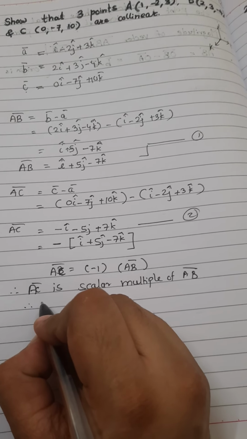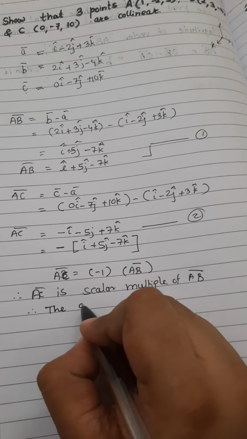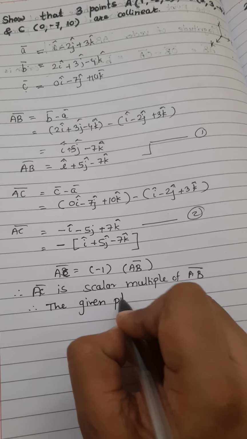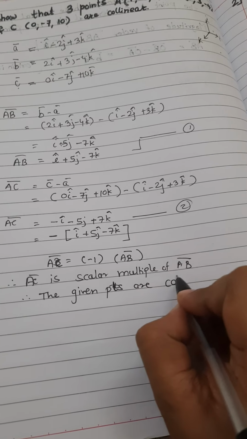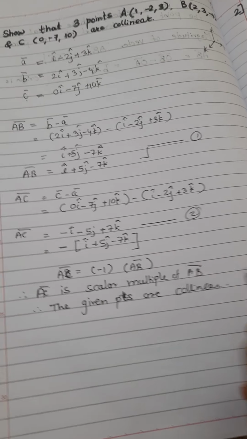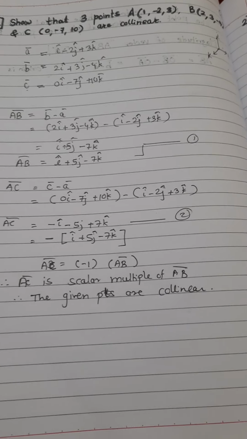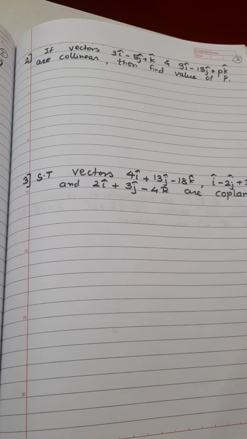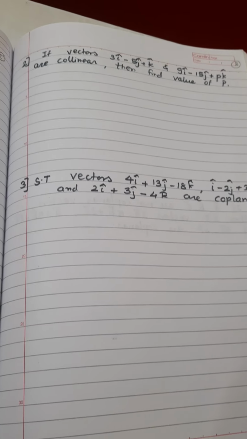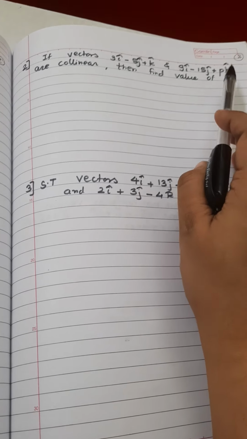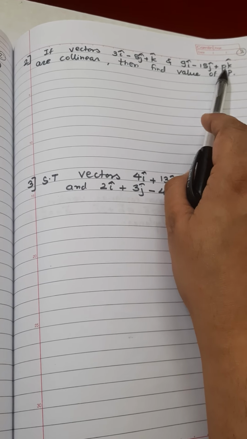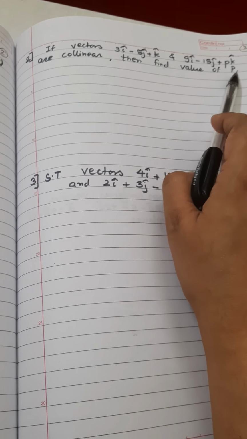Therefore, the points are collinear. Now see the second example, in which they have given two vectors which are already collinear, and you have to find the missing value of the second vector's k component, which is p.